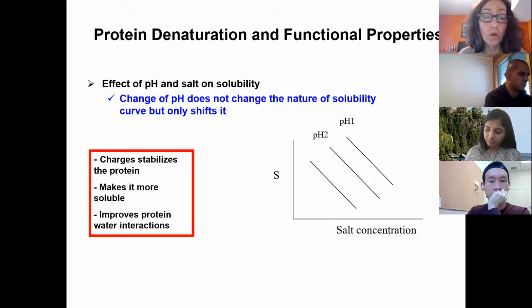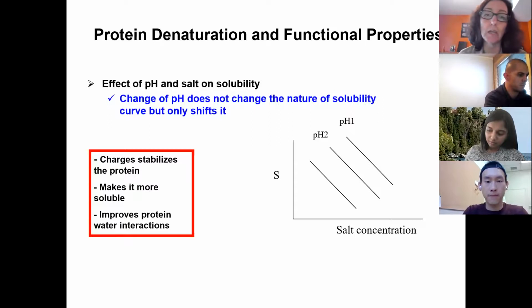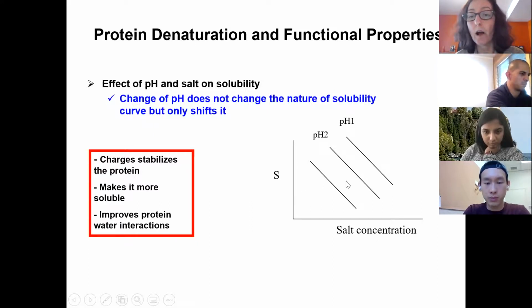Okay. So yeah, I was going to move on without explaining this slide. So, the combined effect of pH and salt. What do I understand here from this graph? We have solubility and we have salt concentration. If I draw an imaginary line here, where I'm pointing, and go across, I have the same solubility at different salt concentrations.